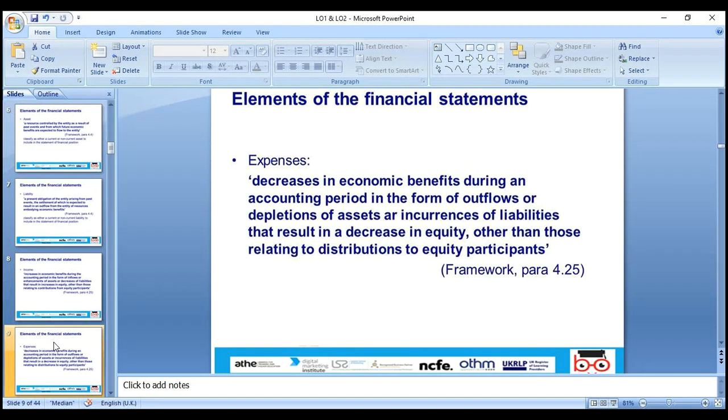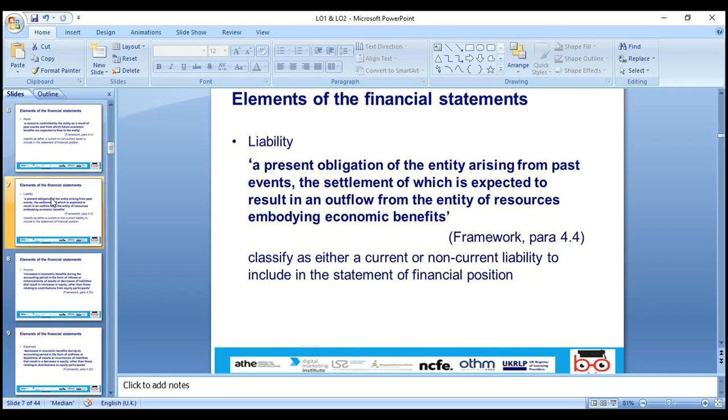So we have discussed assets. Next we're looking at liability. What is meant by liability? Some people say, in simple words, something we owe: not own it, owe it. Own it is an asset, owe it is a liability. So a liability is a present obligation of the entity arising from past events, the settlement of which is expected to result in an outflow from the entity of resources embodying economic benefits.